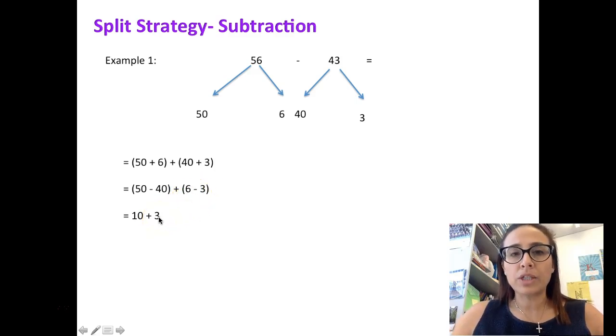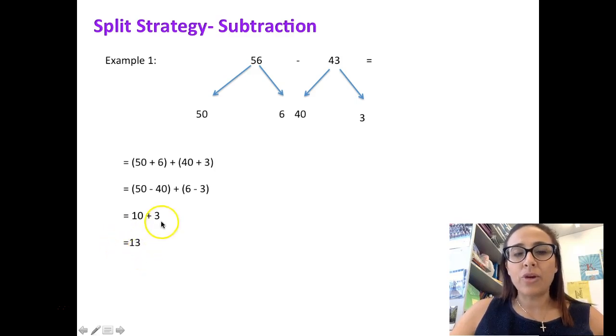We've done all our subtraction now, but the final thing is we need to put this number together by adding them together. We need to combine it back to create one number. 10 plus 3 equals 13. Don't get tricked at that point. Even though we're subtracting, we've already done our subtractions: 50 minus 40, 6 minus 3. Now we're just putting our number back together to make our number 13. 10 plus 3 equals 13.